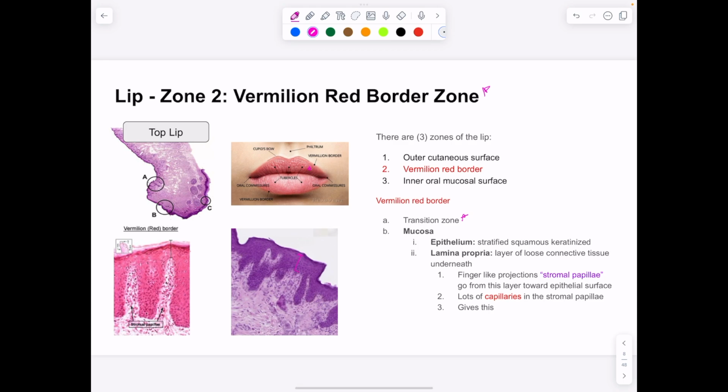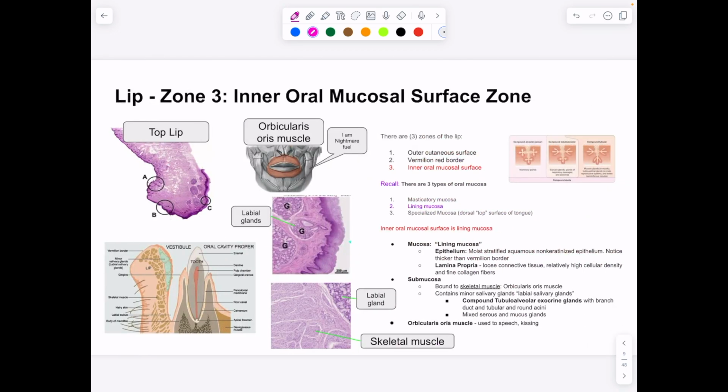The lamina propria is the loose connective tissue underneath, and you can see that we have these finger-like projections coming up from the lamina propria, and these are the stromal papillae. You can see those here, not quite as well, and we get some weird cross sections. But the idea is that you have these red blood cells in them, and you can kind of see them, and they're supposed to bring these capillaries to the surface, and it gives the red appearance of the vermilion red border.